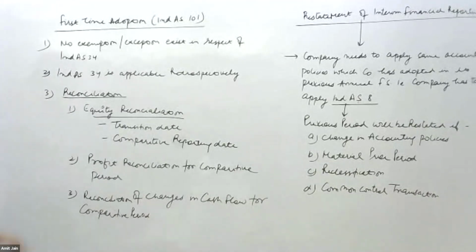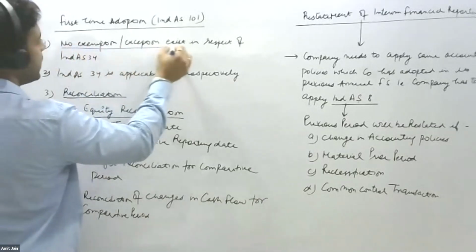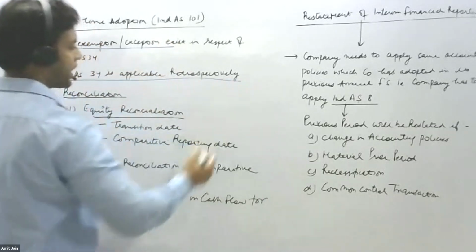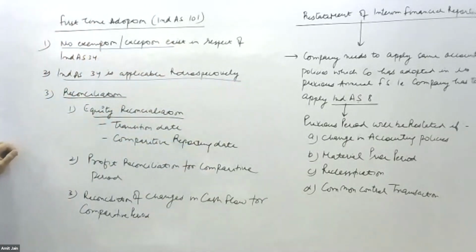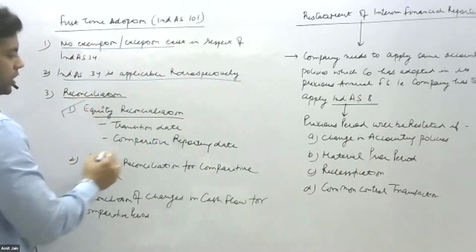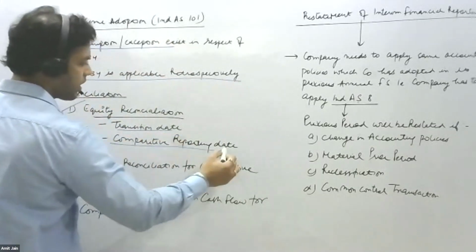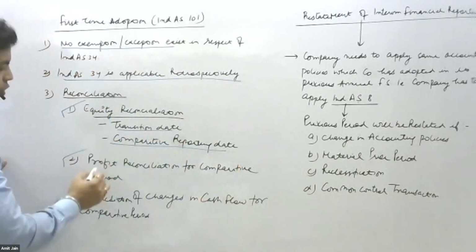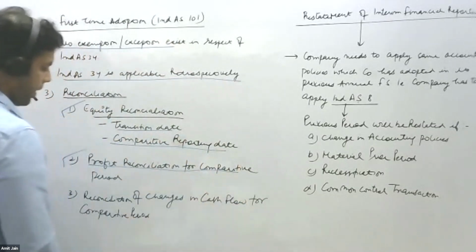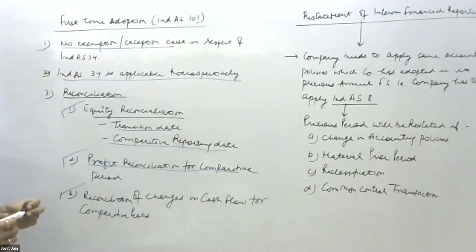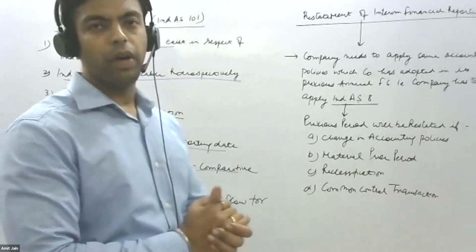This will be the guidance in respect of the first time adoption: first of all, no exemption and exception exist. That means Ind AS 34 is applicable retrospectively, right? In case of the first time adopter, the company has to give two equity reconciliations. One is on the transition date, one is on the comparative date. Profit reconciliation needs to be given only for the comparative period, and changes in the cash flow need to be reported as compared to previous GAAP, right? This is in respect of Ind AS 101.